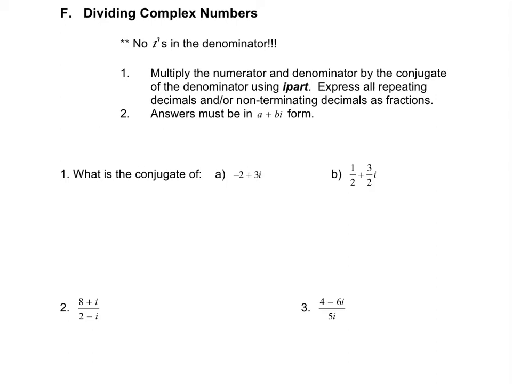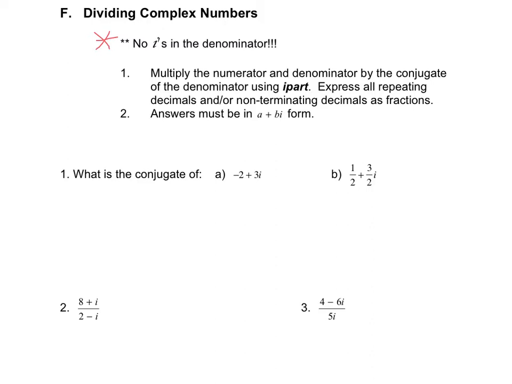Hi everyone, today we're going to learn how to divide complex numbers. The rule for this is you're not allowed to have any i's in the denominator, just like you couldn't have radicals in the denominator. So we're actually going to multiply the numerator and denominator by the conjugate of the denominator using I part. Again, we can use I part here as long as there aren't any radicals present.